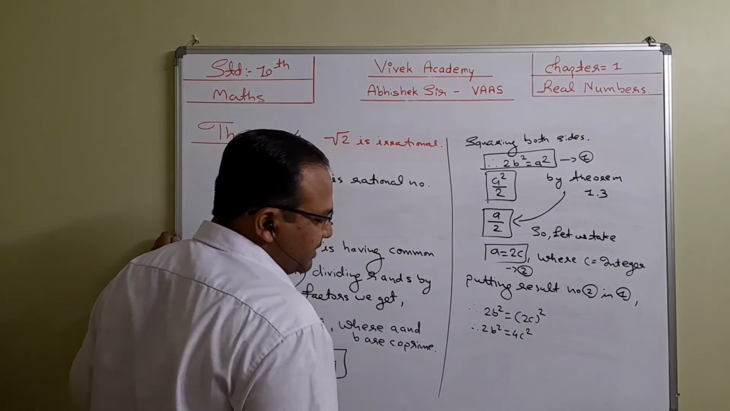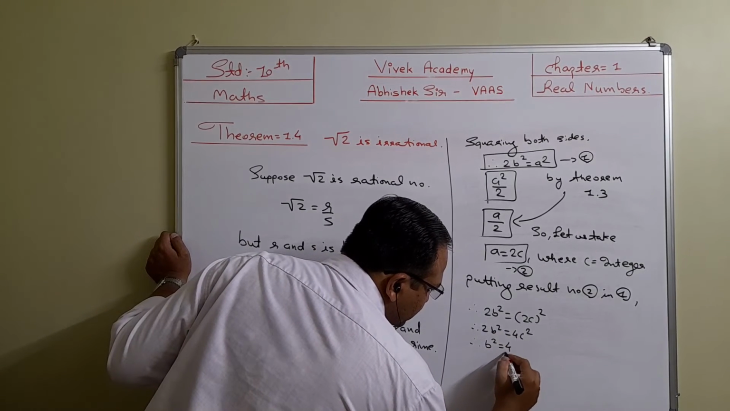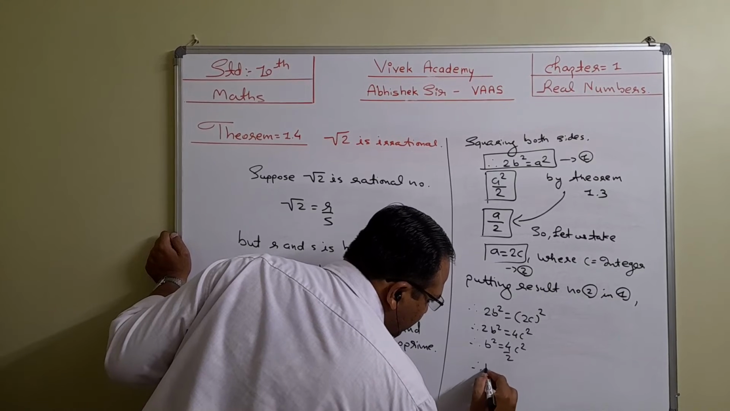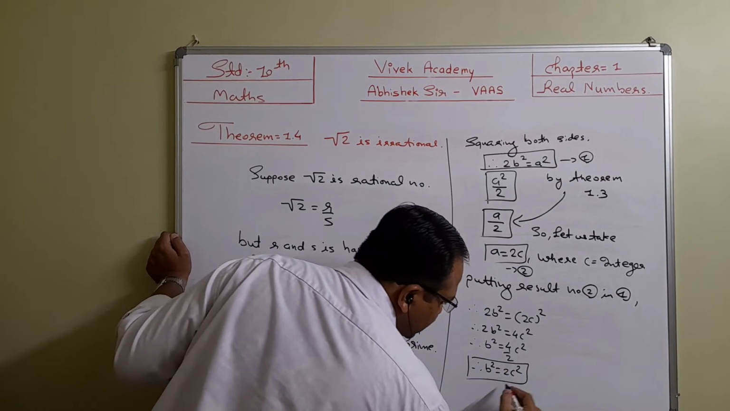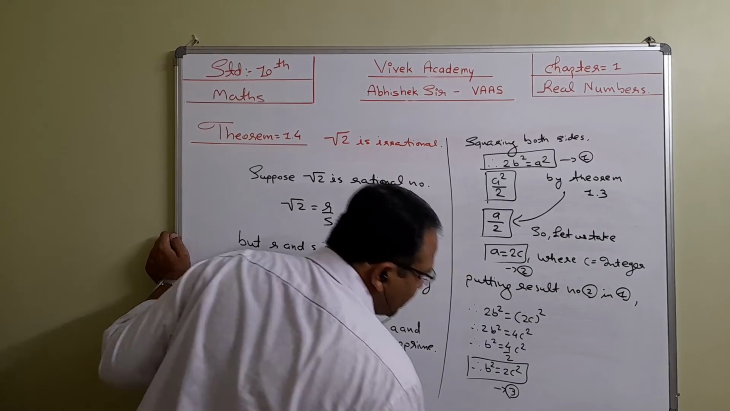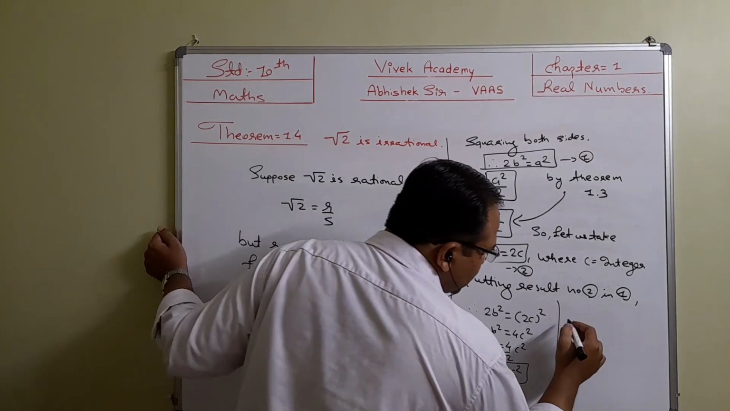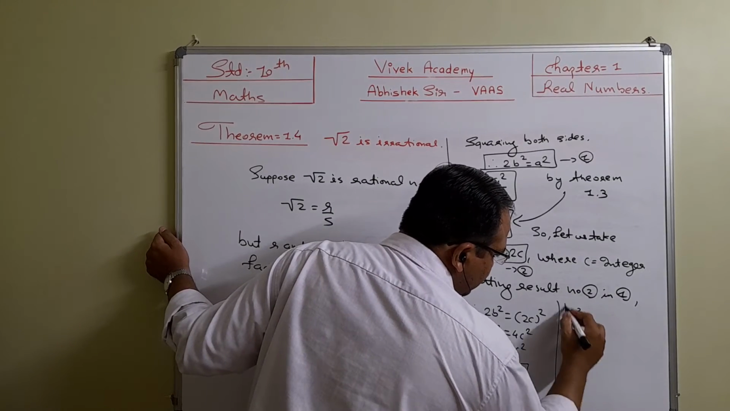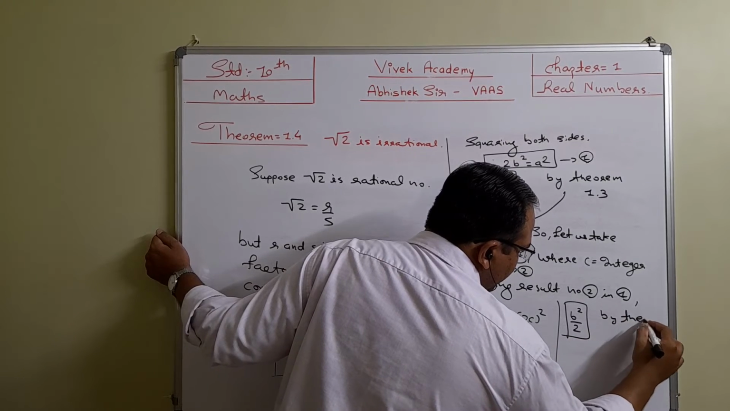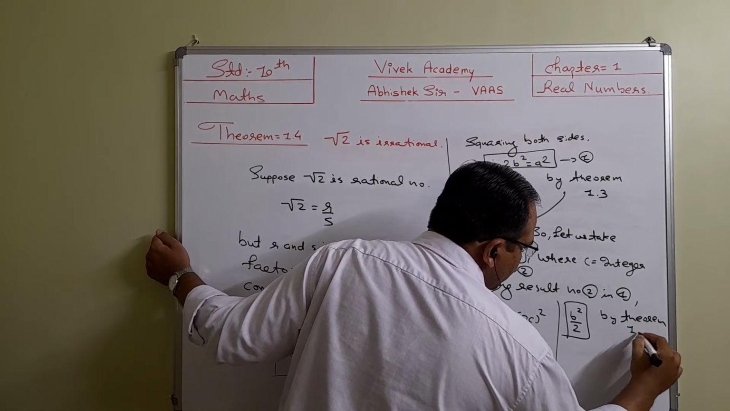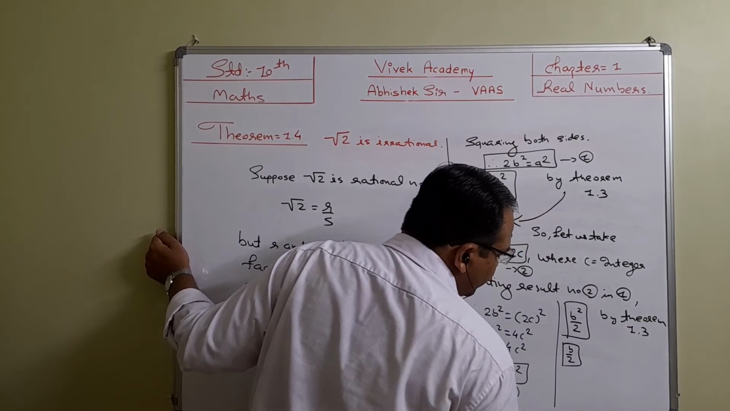Now 2 on the left hand side, when it goes on the right hand side, it goes in the division. So 4 by 2 c square. So b square is equal to 2 c square. This is result number 3. So b square is divisible by 2, and by theorem 1.3, b is divisible by 2.